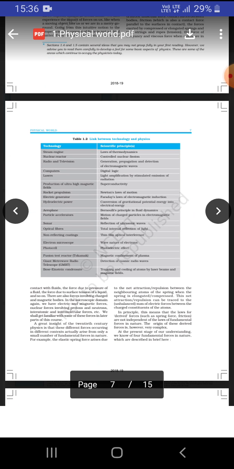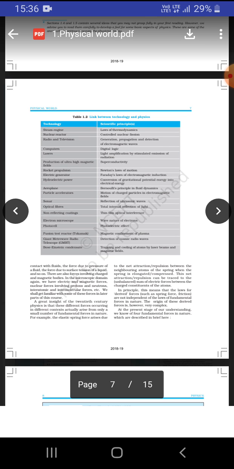So here they have given some link between technology and physics. So what is the link between technology and physics? See, the steam engine was invented, but it is running on the laws of thermodynamics. Thermodynamics belongs to physics. So it is running on this, we can say, and many more examples are there on this page. You can see many more.